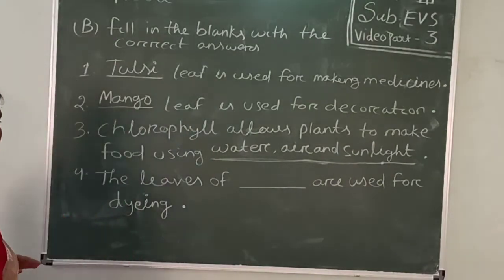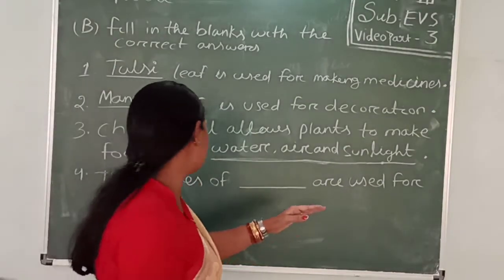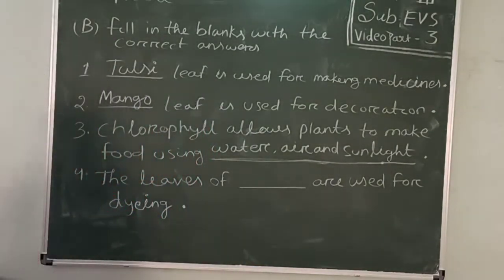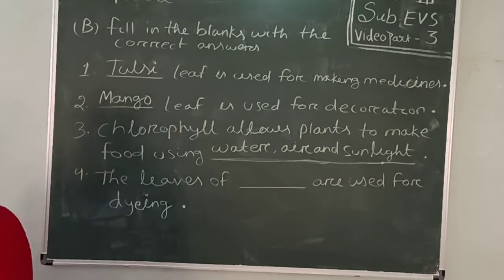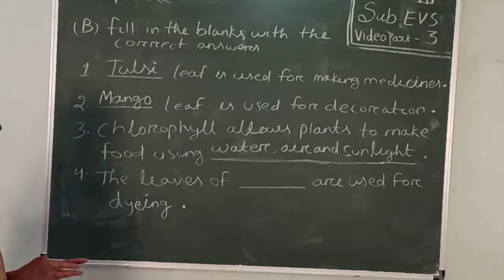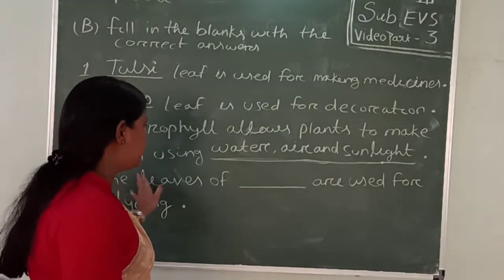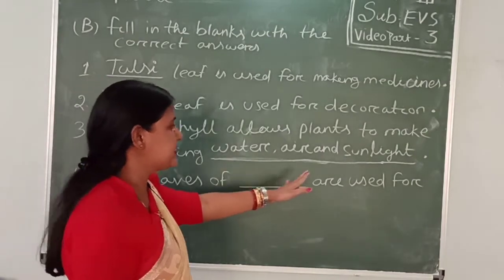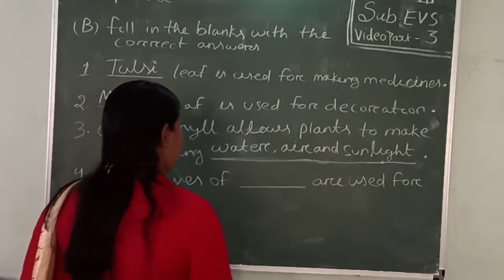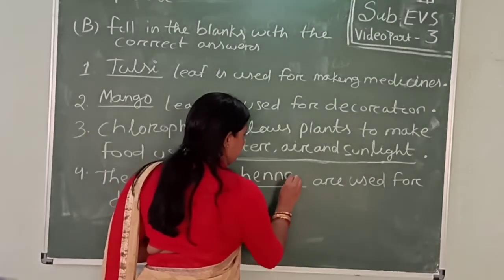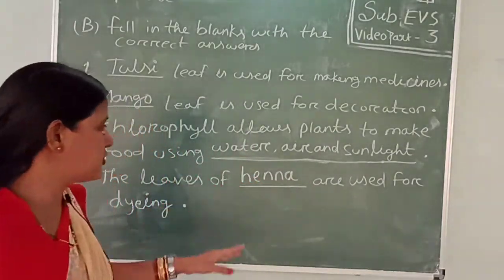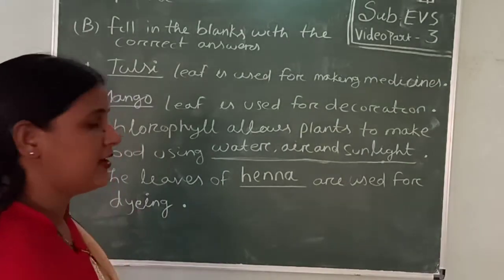Okay. Then number 4, the leaves of dash are used for dyeing. The options are asoka tree, henna, marigold and methi. Which one is correct? The leaves of henna are used for dyeing. You write here henna. Okay, the leaves of henna are used for dyeing.